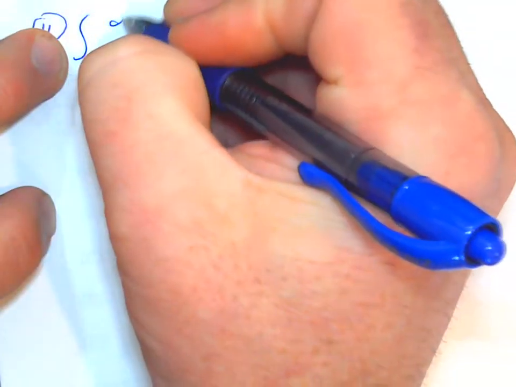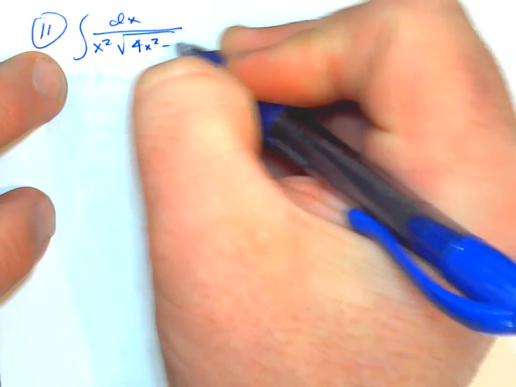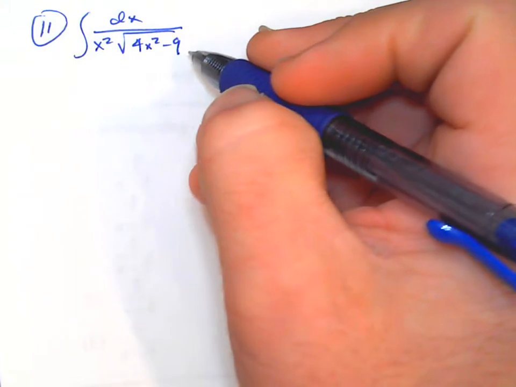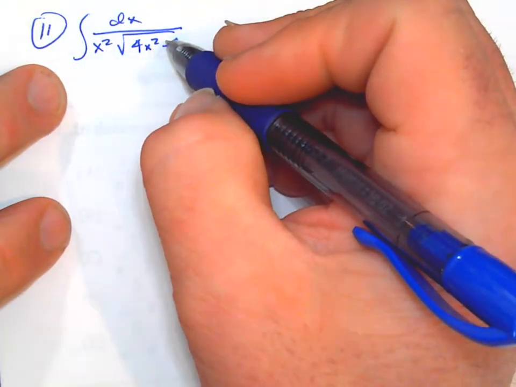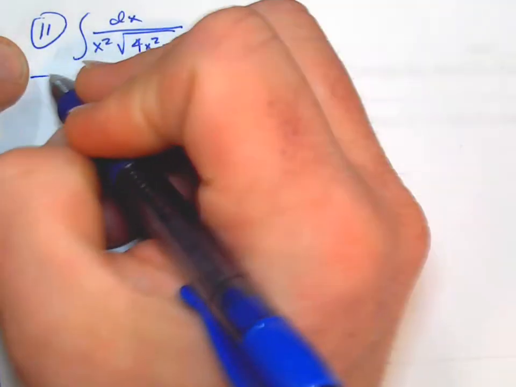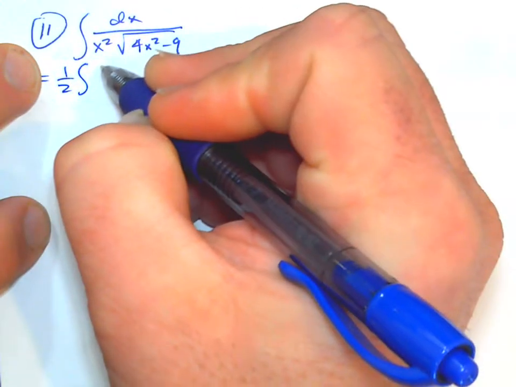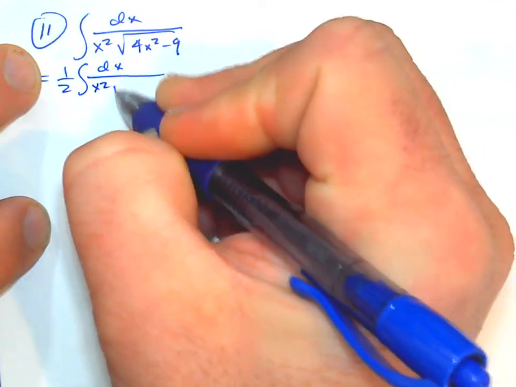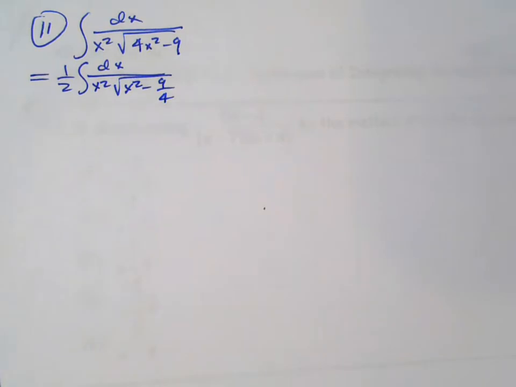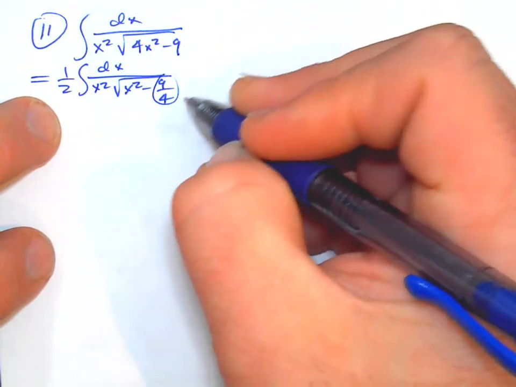So 11 is the integral of dx over x squared, square root of 4x squared minus 9. Now, here's the deal. We probably want to deal with this 4 first, okay? So I'd probably factor the 4 out first. And so square root of 4 would end up being a 1/2. And then you would get x squared minus 9/4. This is kind of something we do when we do inverse trig and stuff when it's not a 1 right here.